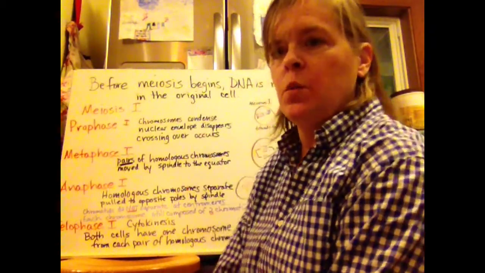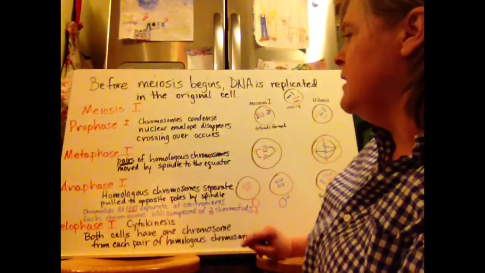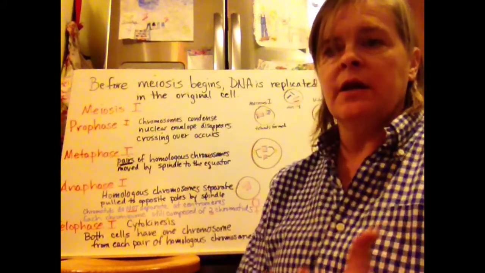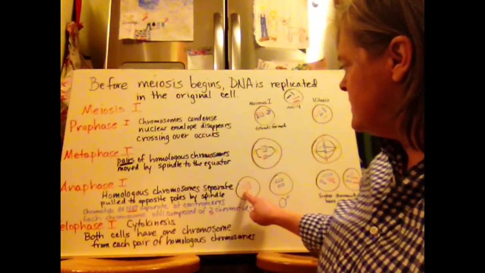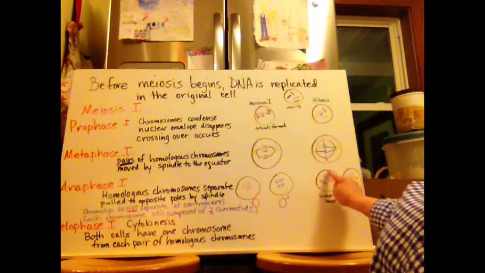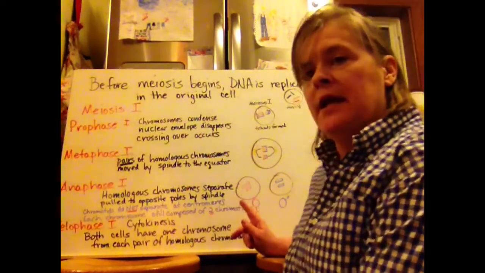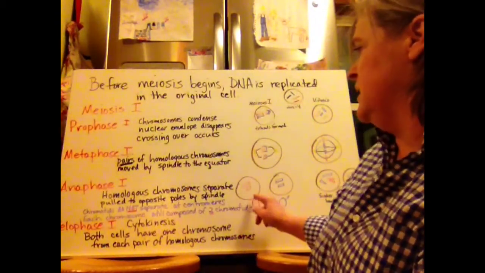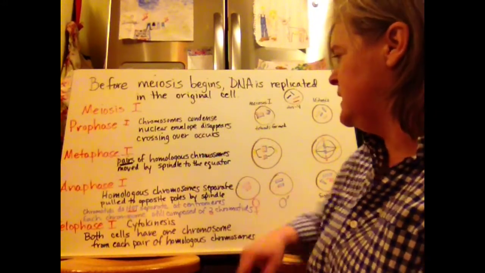In anaphase 1, the homologous chromosomes separate. They're pulled to opposite sides by the spindle, just like in mitosis, but the chromatids do not separate. In mitosis, the sister chromatids are separated. In anaphase 1, the chromatids are not separated. Each chromosome still has 2 chromatids.